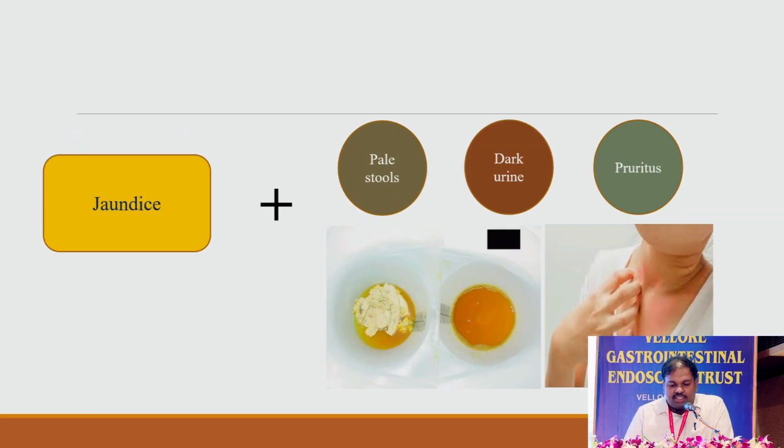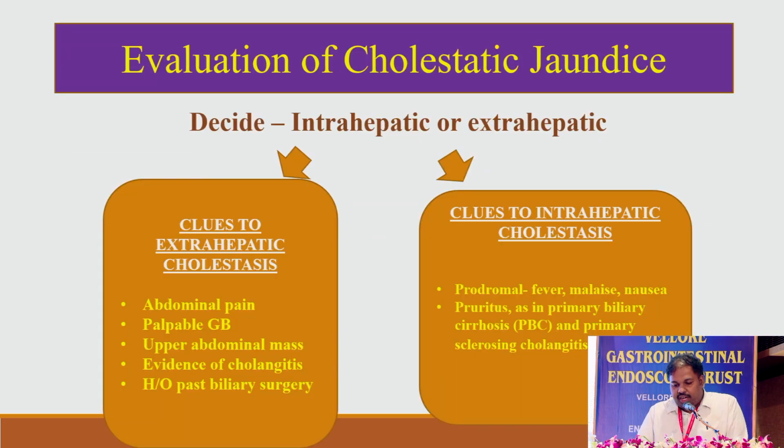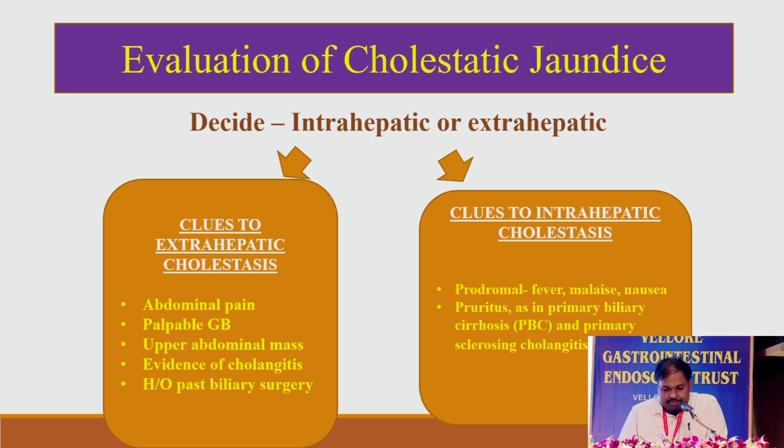How does it manifest? Usually obstructive jaundice, that is cholestasis, manifests as jaundice with pale stools, dark colored urine and pruritus. When a patient comes to you with cholestasis, we have to look out for signs, symptoms and clues to differentiate between extrahepatic and intrahepatic. Usually extrahepatic will present with abdominal pain, a palpable gallbladder, an upper abdominal mass, evidence of cholangitis, or a history of past biliary surgeries. While intrahepatic cholestasis usually will have prodromal symptoms, and pruritus will be predominant.